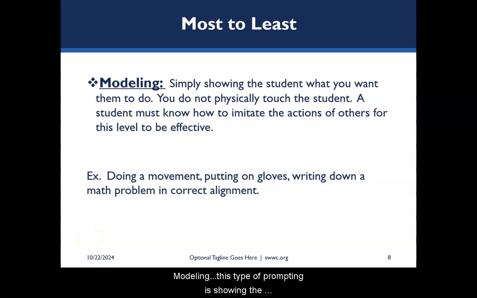Modeling. This type of prompting is showing the student what you want them to do. You can pair this with a verbal prompt of first saying, "Watch me," to gain their attention. Then show them something. Model putting on your glove, opening a book to the first page, lining up a math problem on paper, standing quietly in line.